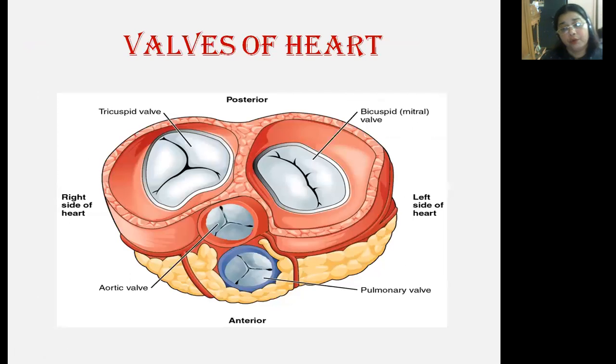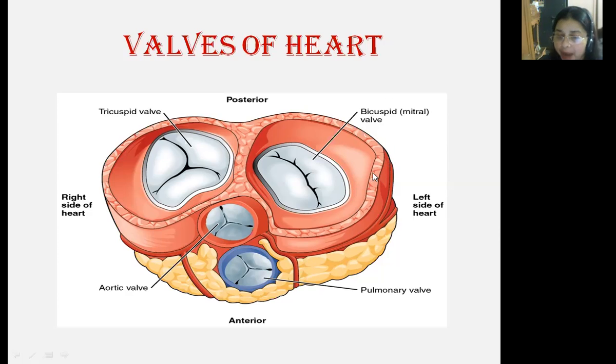Now, for this very important function, that there must not be any mixing of oxygenated and deoxygenated blood, the septum is functioning and taking an important role, and also the valves, which are acting as guards at the junctions, play an important role. Now, there are four important valves in the heart.